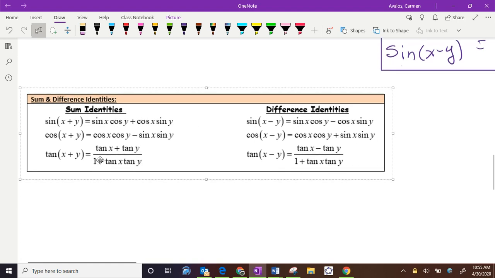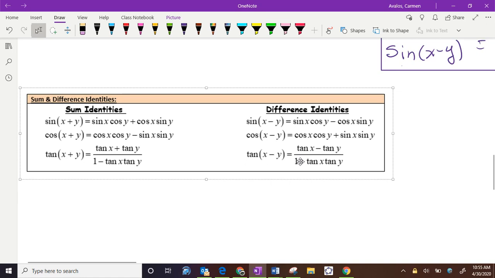And then for tangent, they follow the same pattern. Tangent of the first angle plus tangent of the second angle. Notice how this is plus. And then this one here is going to be minus. So it's going to be 1 minus tangent of the first angle, tangent of the second angle. And there's a plus there. And same thing here, except they switch.